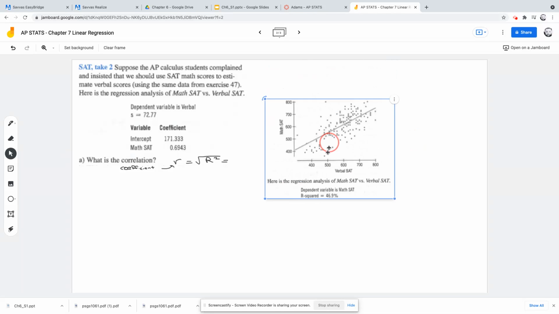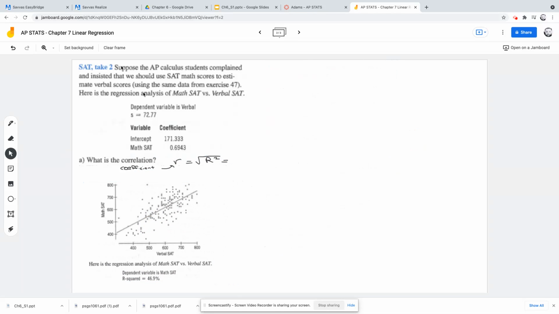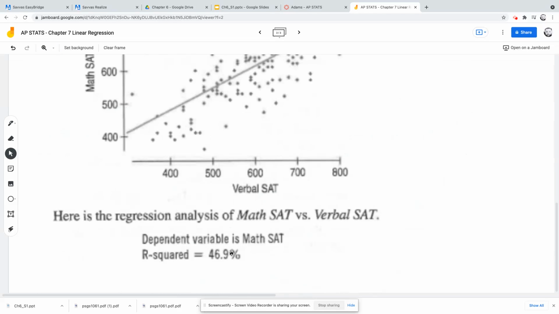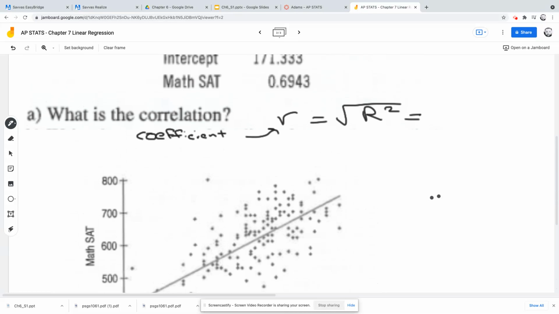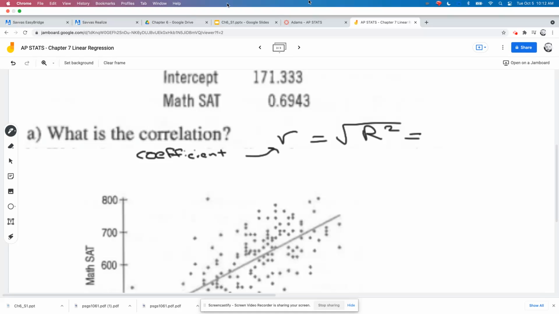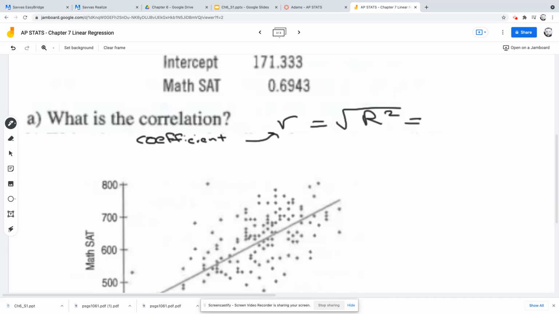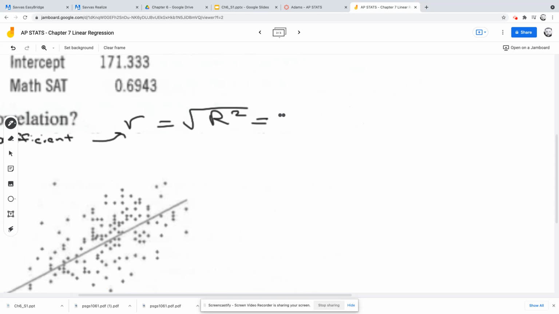And so the value of this, if you scroll down, this is the number we need. So it's literally a matter of just taking the square root of that. You're just going to take the square root of it, but you have to convert it to a decimal, right? So that would be 0.469.